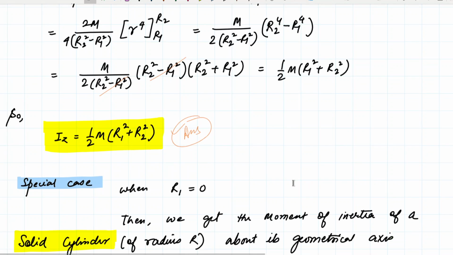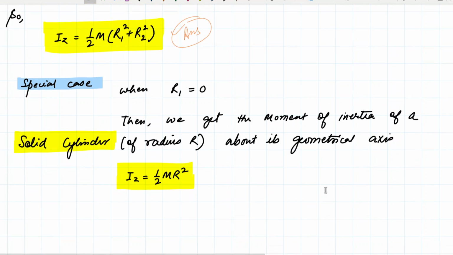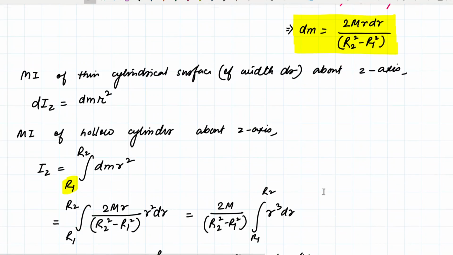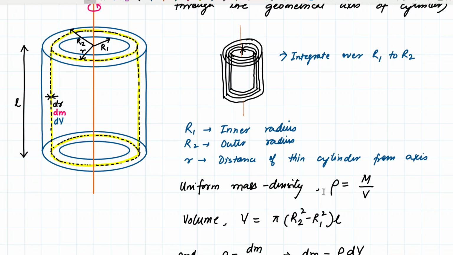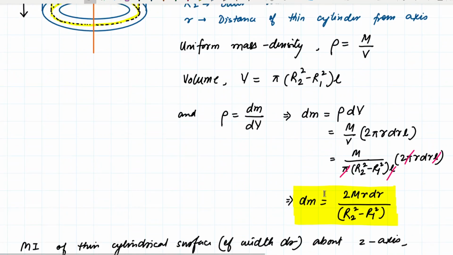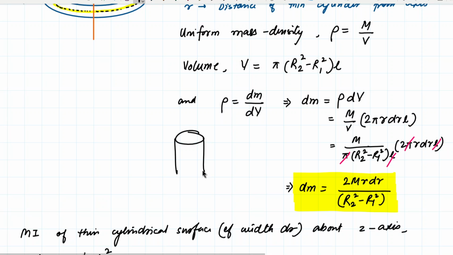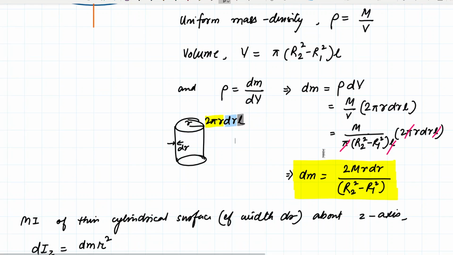सर कैसे रखी आपने, वो बता दो एक बार. कौन सा? डीवी की वैल्यू रखी थी ना आपने वहाँ पे. डीएम की वैल्यू? डीवी. हाँ, डीवी. ये जो मैंने येलो में बनाया है सरफेस, इसका वॉल्यूम कितना है? 2 पाई आर डी आर इंटू एल है ना. ये जो मेरा सरफेस है इसका रेडियस है आर और इसका विड्थ है डी आर, तो सरकमफरेंस कितना हुआ? 2 पाई आर हुआ. एरिया कितना हुआ? 2 पाई आर डी आर हुआ. वॉल्यूम कितना हुआ? 2 पाई आर डी आर एल हुआ. 2 pi r is the circumference, 2 pi r dr is the area having width dr, and 2 pi r dr l is the volume. Okay sir. ठीक है, this is clear.